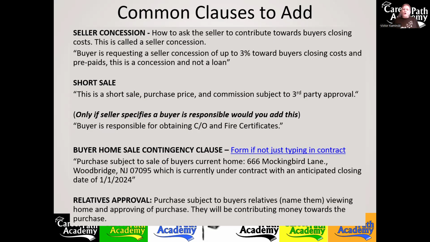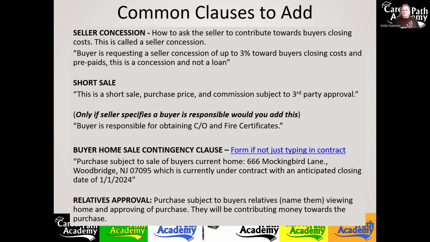So only if they specify that, you would add something like this clause into the sales contract that says, buyer is responsible for obtaining CO and fire certificates. Okay. CO here, we're not talking about carbon monoxide. When we talk about CO here, we're talking about the certificate of occupancy and fire certificates.